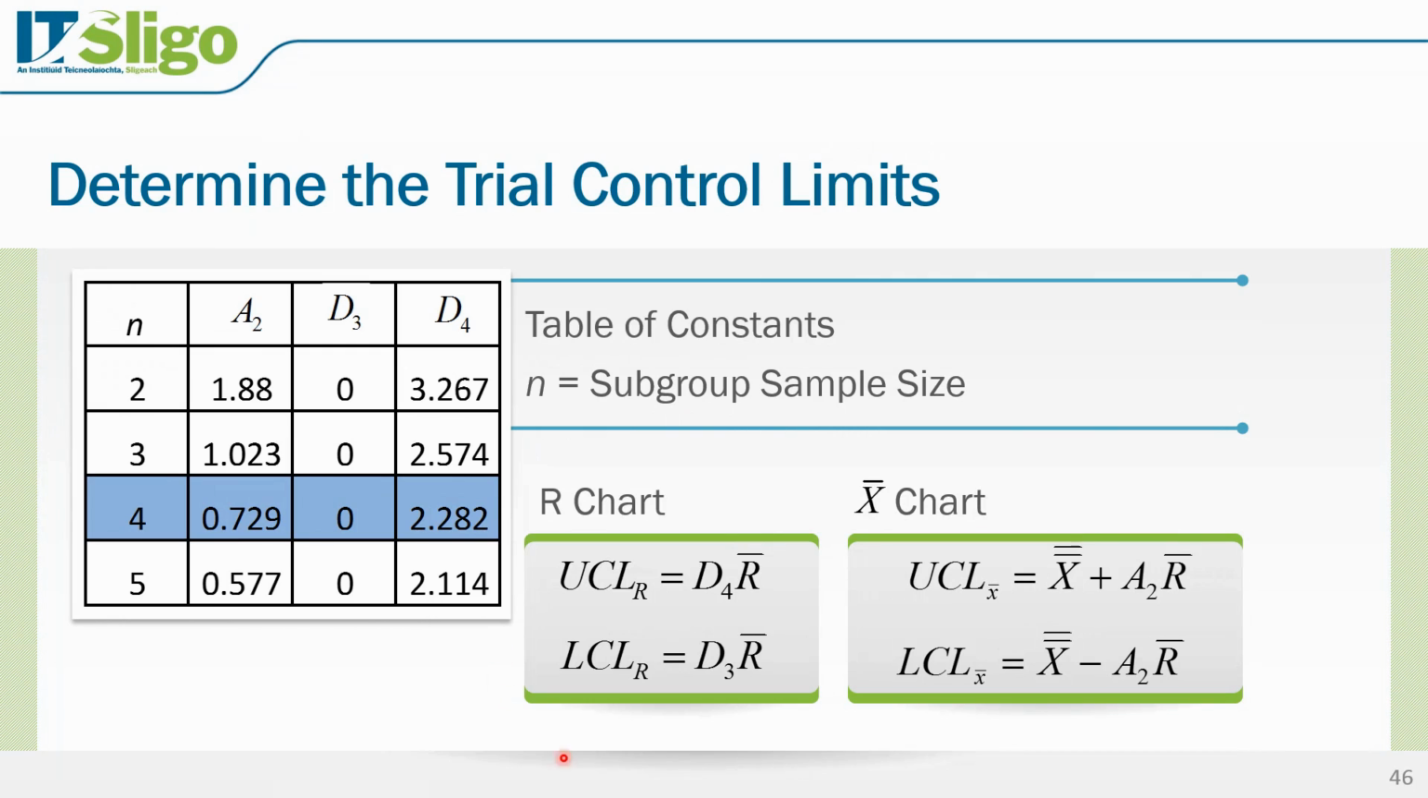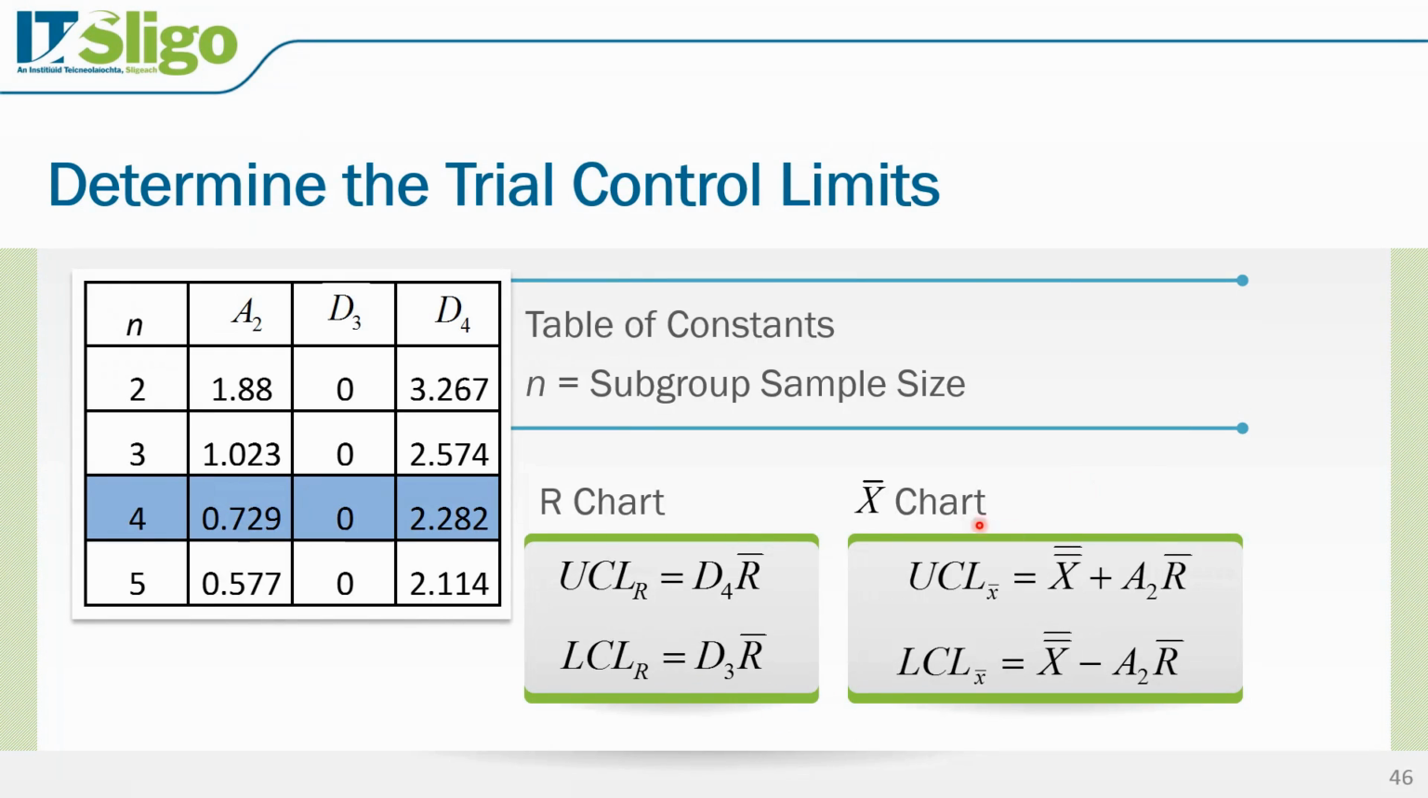Here we see the equation for our range chart. The upper control limit for our range chart is equal to D4 times R-bar, where R-bar is the center line of our range chart. In this example, D4 will be 2.282 because we are using a sample size of 4. The lower control limit for our range chart is D3 times R-bar.